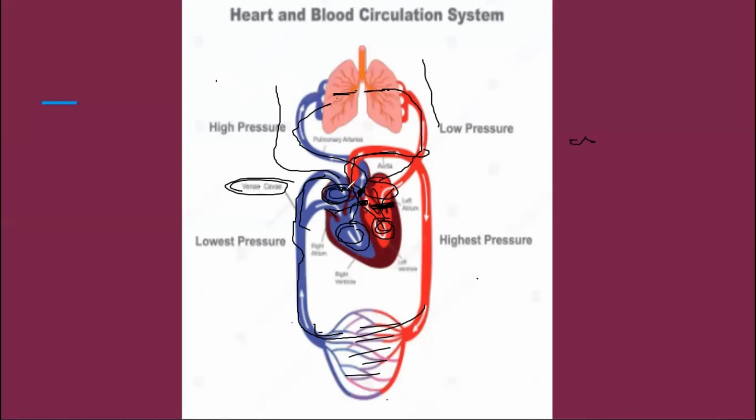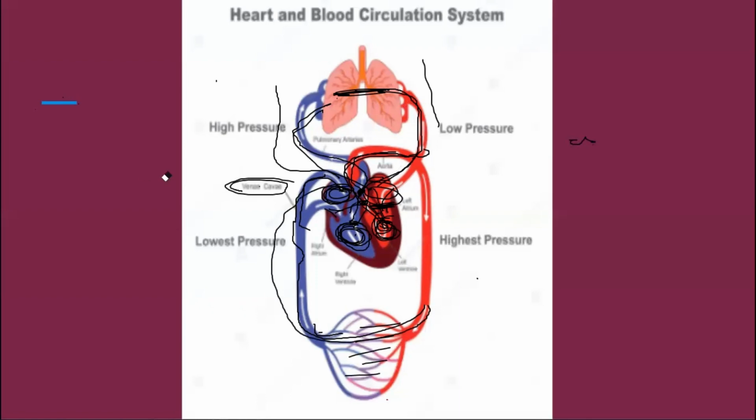Again, the right atrium will contract. The blood comes into the right ventricle. Again, the right ventricle contracts. The blood goes to the lungs. Gaseous exchange takes place. Oxygenated blood comes to the left atrium. The left atrium contracts, blood comes to the left ventricle, the left ventricle contracts, and the blood goes via the aorta to the whole body. In the whole body, oxygen is given, carbon dioxide is picked up, and again the deoxygenated blood is coming back to the heart, and this cycle keeps on going.